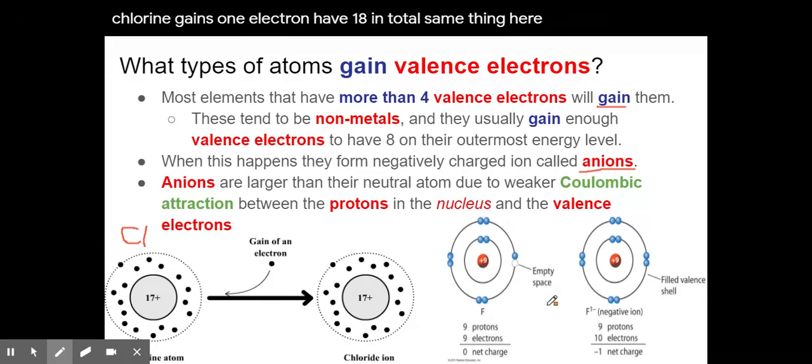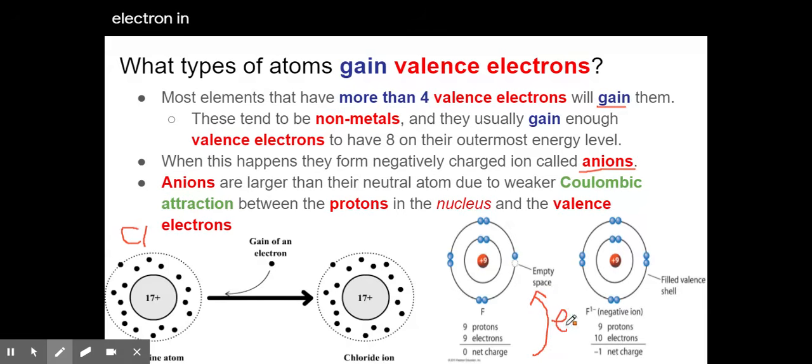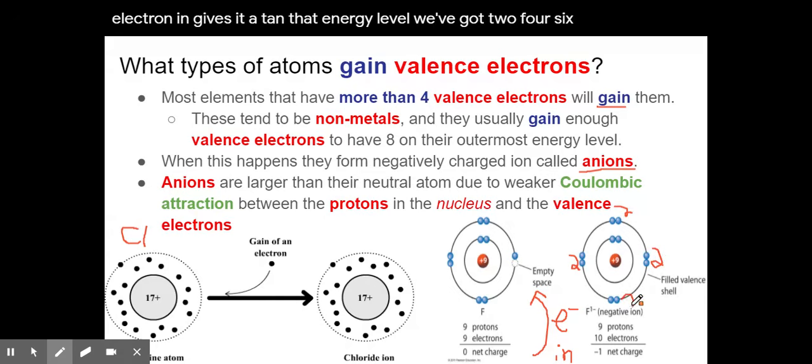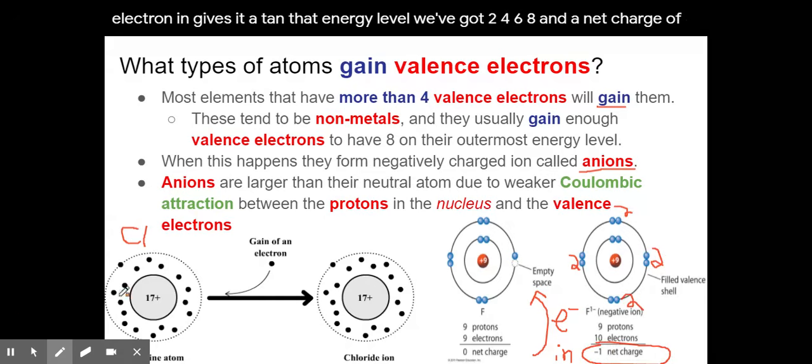Same thing here with fluorine. So 1 electron in gives it 8 on that energy level. We've got 2, 4, 6, 8, and a net charge of -1.